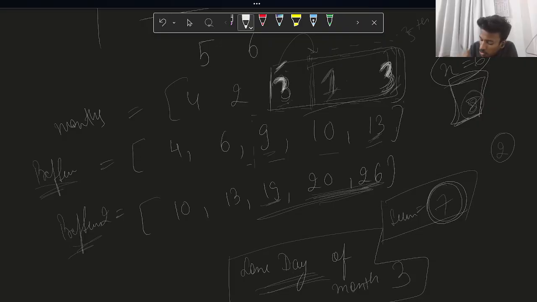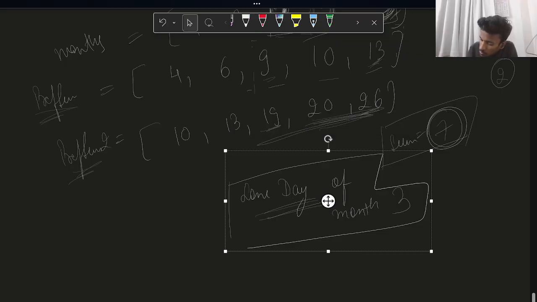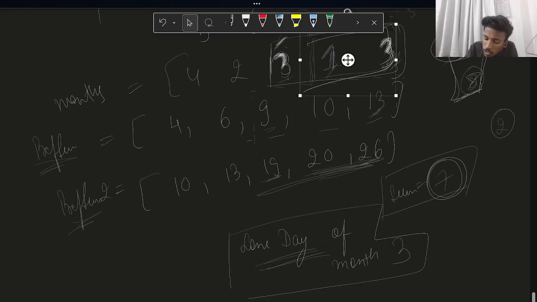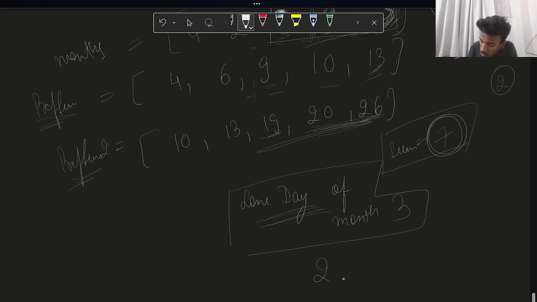So on what day should we visit? 3 minus 2. 4 days are used here. 3 remain, and out of 3, on what day should we visit? We should visit on the second day. Second, 3, 1, and 1, 2, 3. This is what we will be getting.